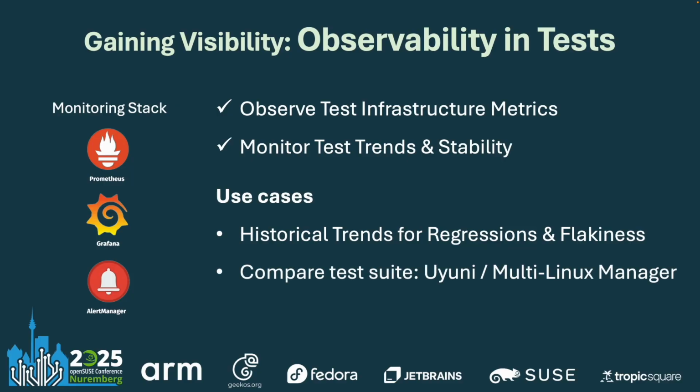Another powerful way we use this is by comparing trends between different products or versions. For example, we can directly compare how well tests perform and how stable they are between our core Uyuni project and its related products like multi-Linux Manager. This is super helpful for understanding how changes affect things as they move from one version to another, making sure everything stays consistent and helping us catch issues early that might only affect one version or another.